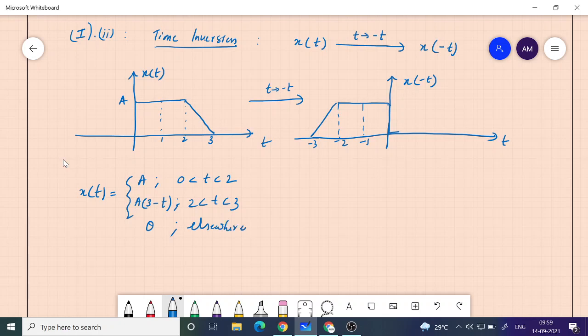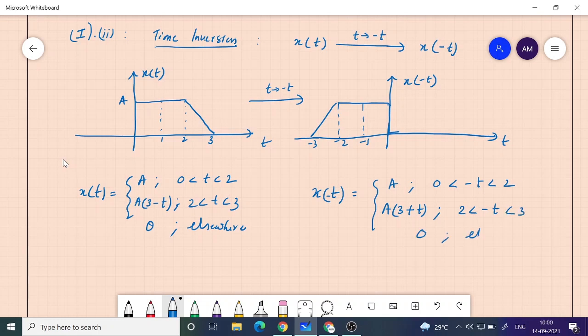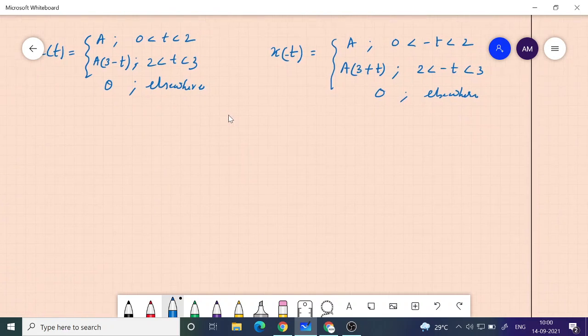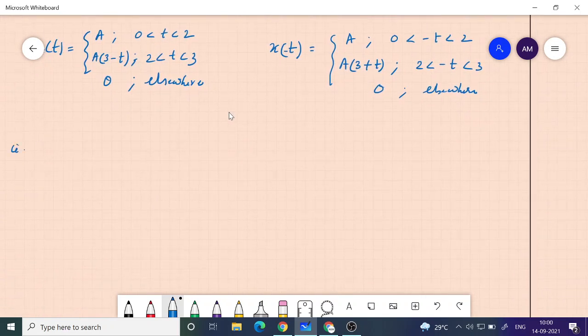Okay, and we are applying the transformation just like before. But here the transformation is that t will be replaced by minus t. So wherever t comes in the expression for the signal, here A only, so no t there, but here t will be replaced by minus t, and then A into 3 minus t will become A into 3 plus t, and 2 less than minus t less than 3, and 0 elsewhere. Okay, so that is x of minus t.